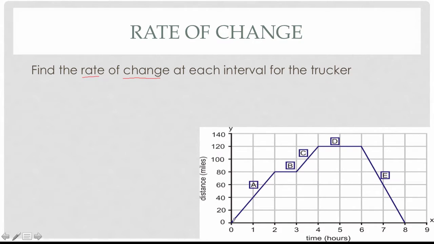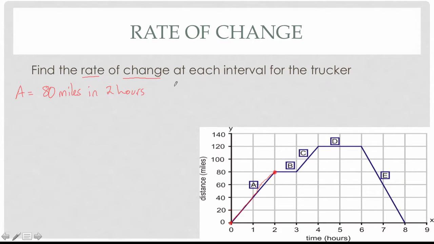So let's think about starting at 0, 0. So at 0 hours, he's gone 0 miles. He's traveling along, traveling along, traveling along. And then at 2 hours, something seems to happen. So what is happening from 0 to 1? Well, he's going a distance, right? He goes 80 miles. So for part A, he goes 80 miles in 2 hours, right?